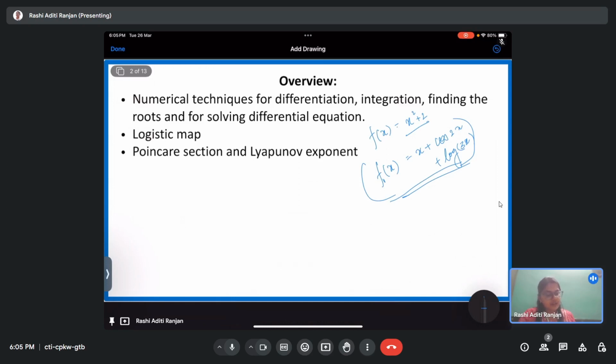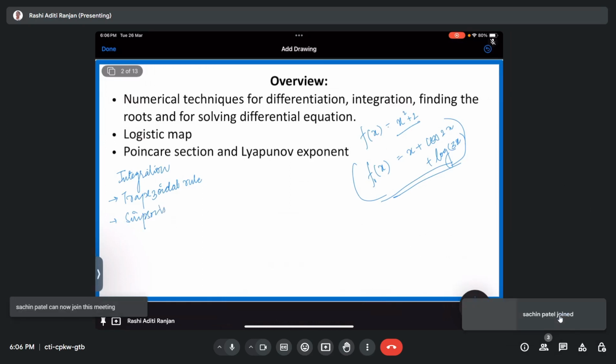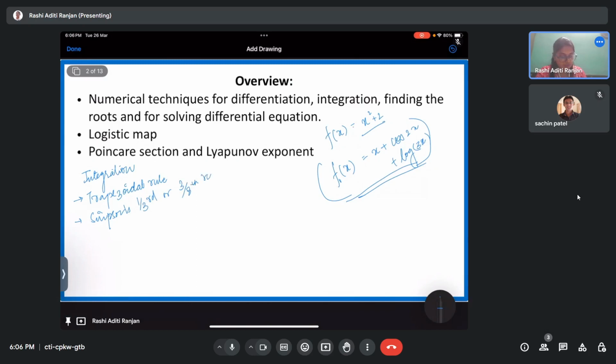So here we have discussed numerical techniques for differentiation. Then if I talk about numerical techniques for integration, I have many techniques, like the trapezoidal rule, then Simpson's rule, Simpson's 1/3 or 3/8 rule.